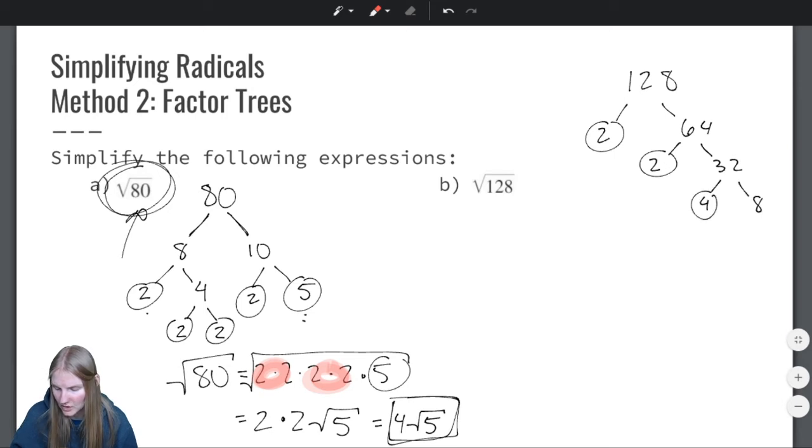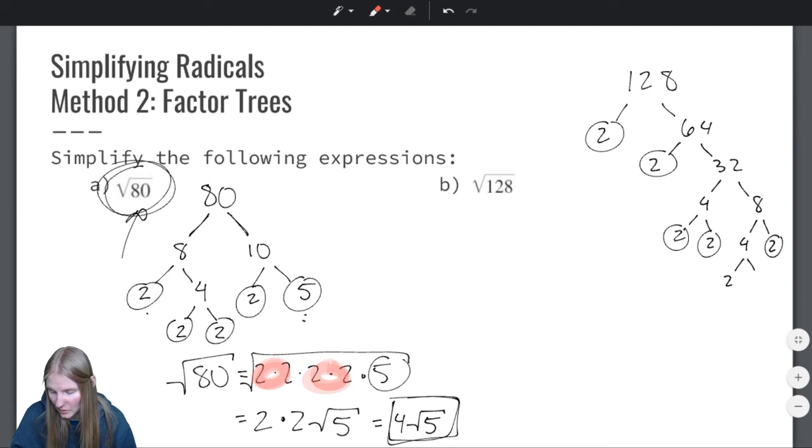32 is 4 and 8. Oh, whoops. No, 4 is not the end. We can split 4 up into 2 and 2. We can split 8 up into 4 and 2. And we can split 4 up into 2 and 2. Holy moly! There's a lot of 2's.